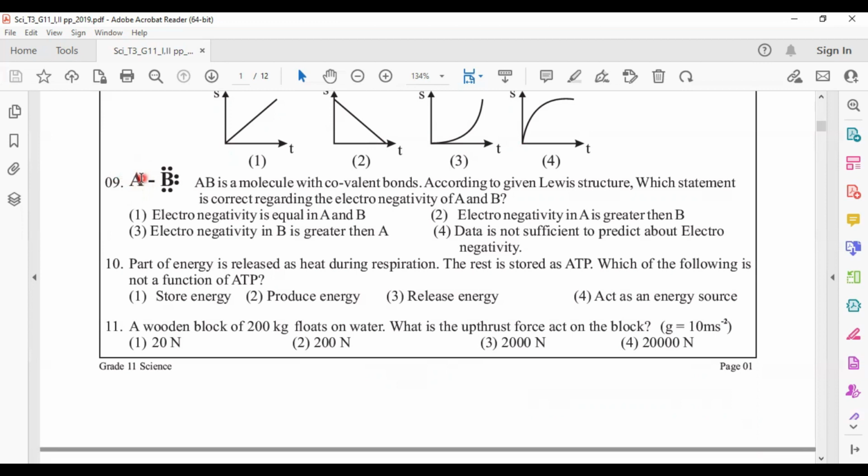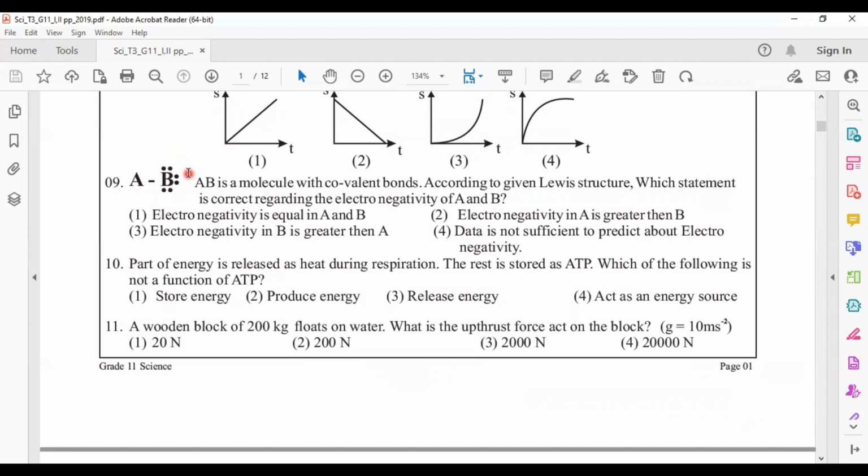So A should be hydrogen, but around the B, we'll see how many electrons are in the outer energy level of B. 1, 2, 3, 4, 5, 6, 7. 7 electrons are there. If there are 7 electrons in the outer energy level, we can't find out what that element is directly, but we can find the group directly by counting the number of electrons in the outer energy level. Then it has 7 electrons, that means it is in group 7.